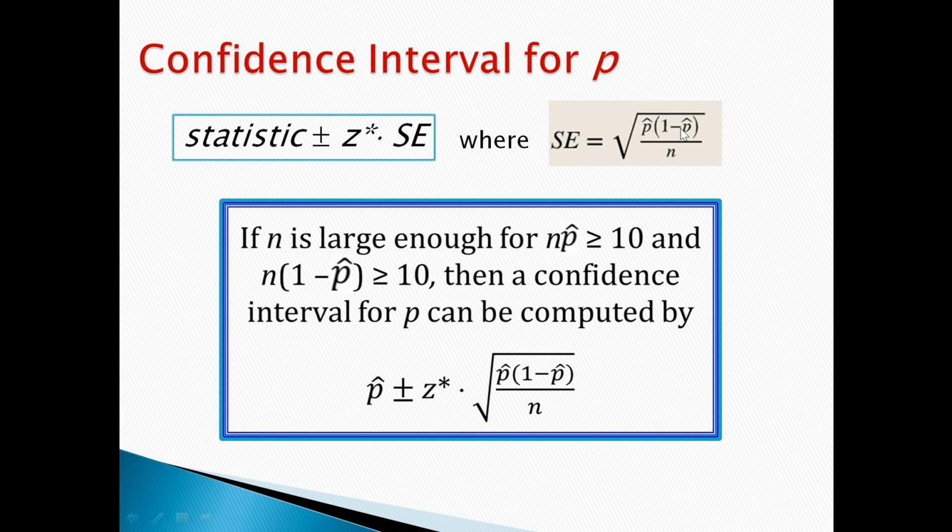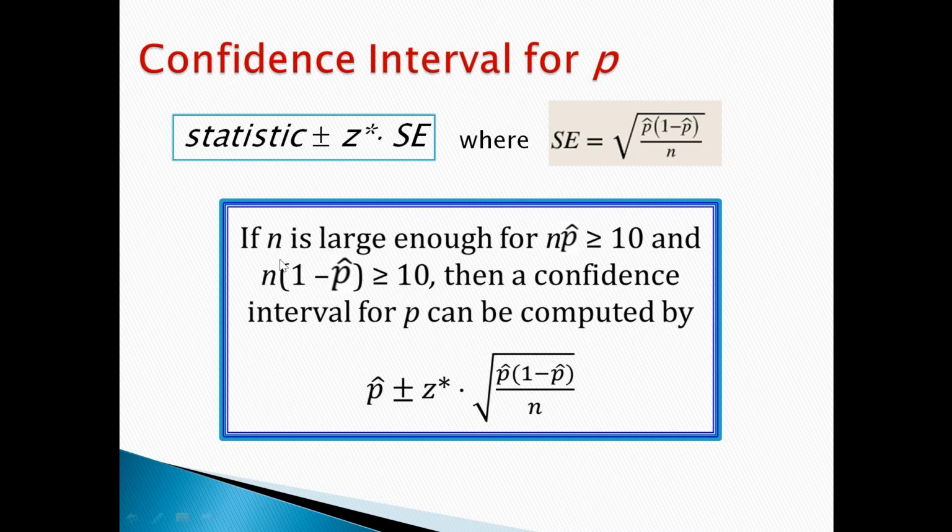Now, this is a new formula, so make sure you write it down. If you are doing confidence interval for single proportion, the standard error has a new formula, and this is equal to the square root of p hat times 1 minus p hat all over sample size. So instead of going into Bootstrap and generating many samples, now we have a formula and we can find it right away. So make sure you're writing this down.